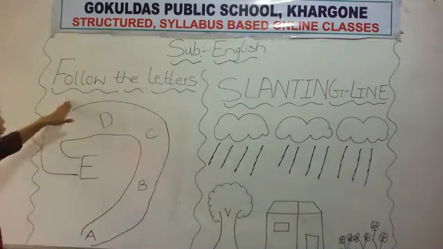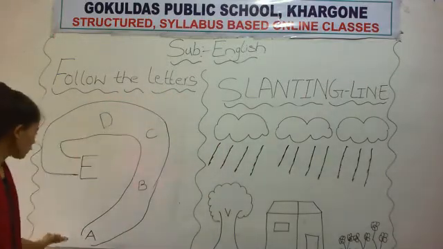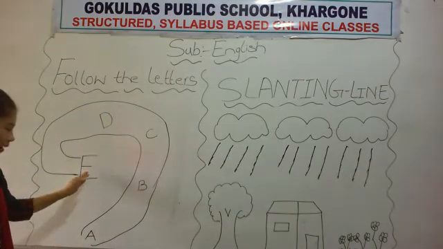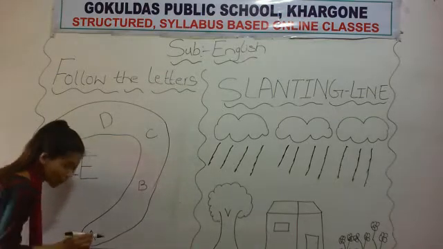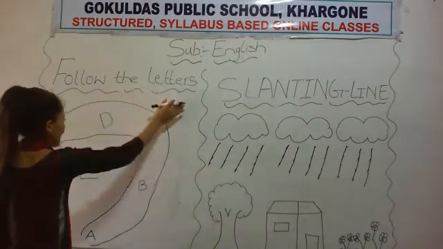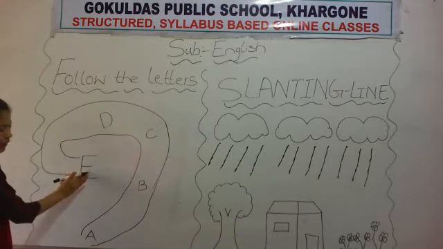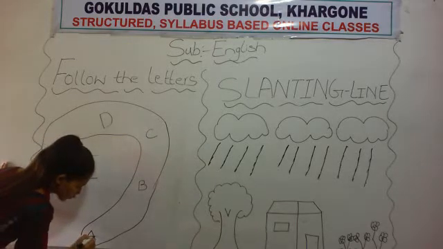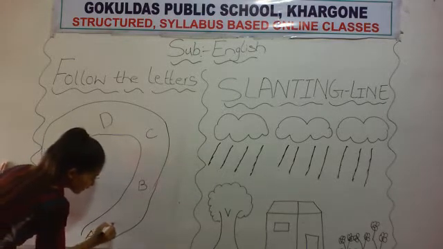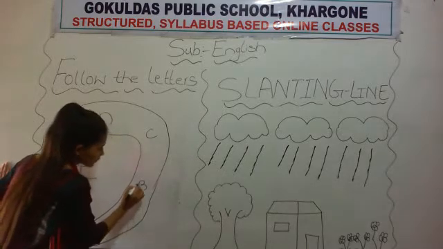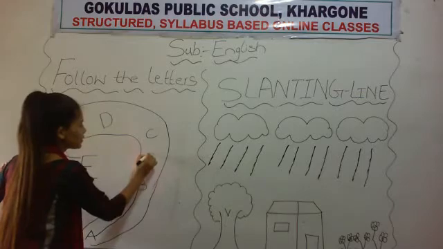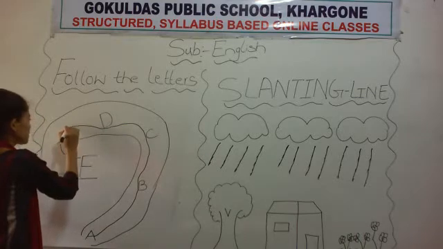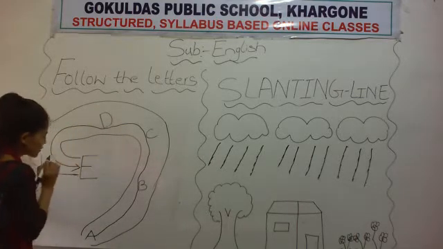Now see here. Follow the letters. You will follow the letters to reach here. See how to follow the letters. You have to hold your pencil and follow the letters to reach here. Like this you will follow the letter. Ting ting ting ting ting. This is one worksheet for you. Yay! You have reached the destination.